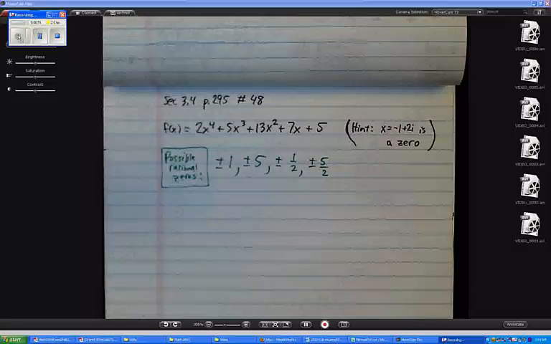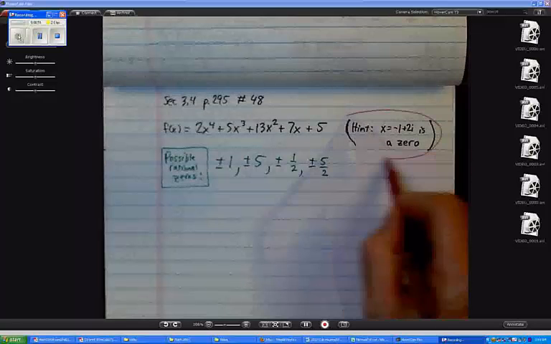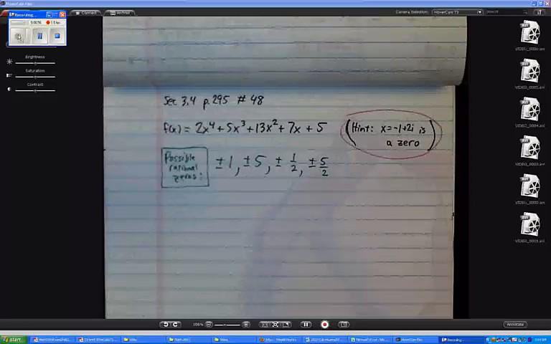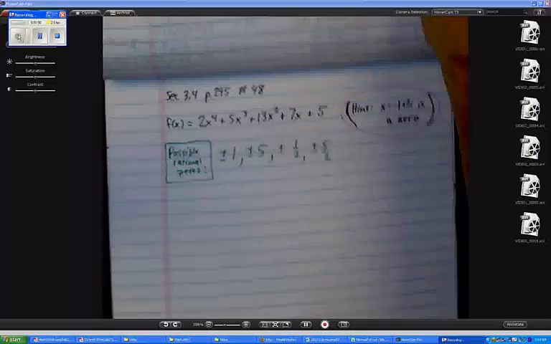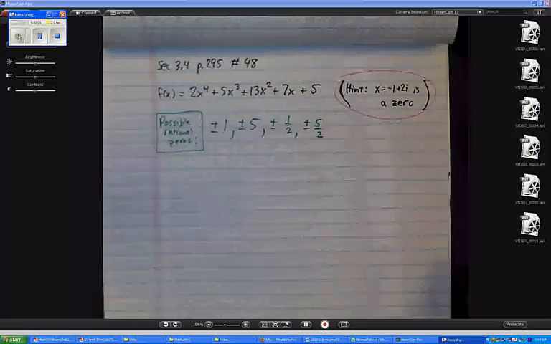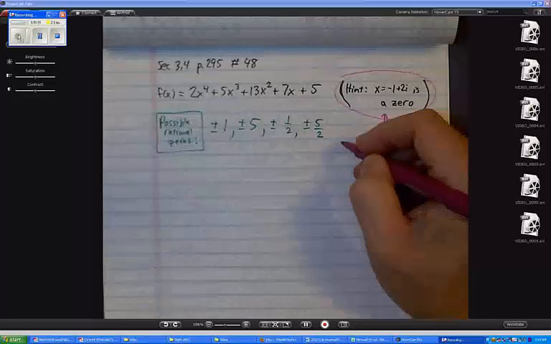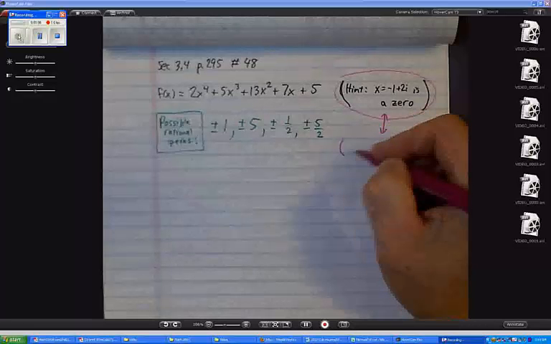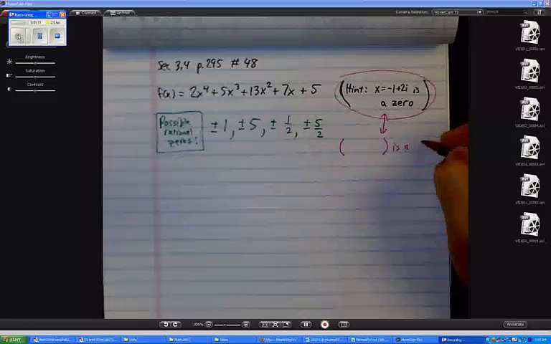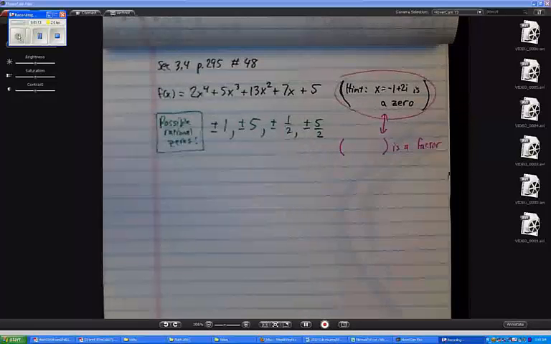Thank goodness they gave me a hint. -1 plus 2i is a zero. So, what can I do with that? That's equivalent to something else. That's equivalent to saying blah blah is a factor. But what's blah blah? This is important that you know this.